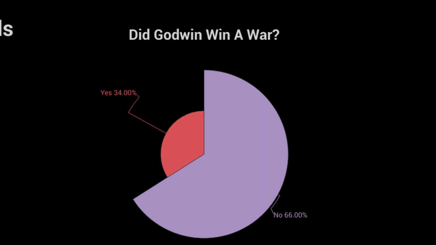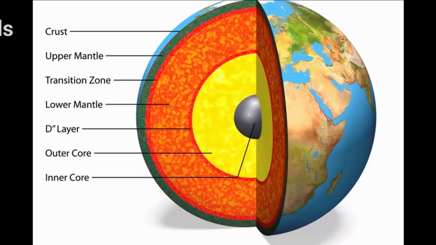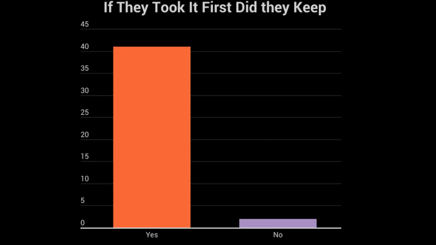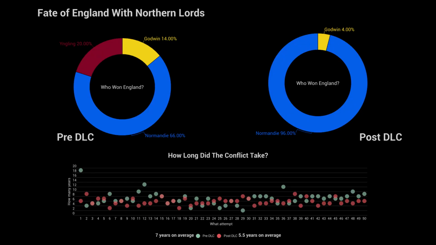10 of those were solely against Yngling. This graph kind of reminds me of that middle school earth mantle diagram that you had to make for science class. Next, we have a graph that depicts the length of the conflict. On average, it took about 7 years to resolve the conflict. The last graph depicts if they, being Yngling and Normandy, took it first, whether they were able to hold on to it. Now let's add in that new data set so we can see what changed.